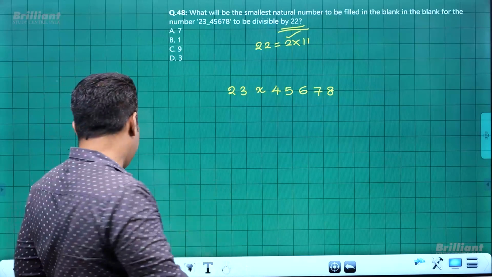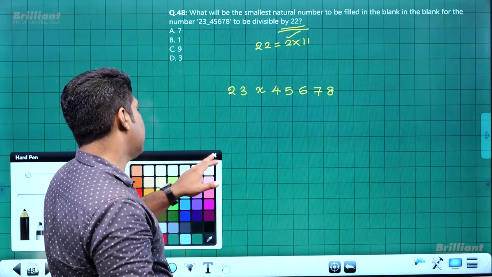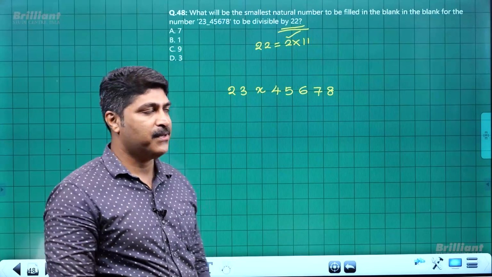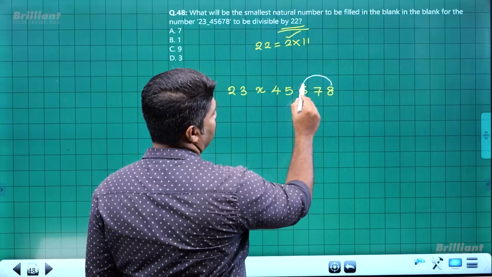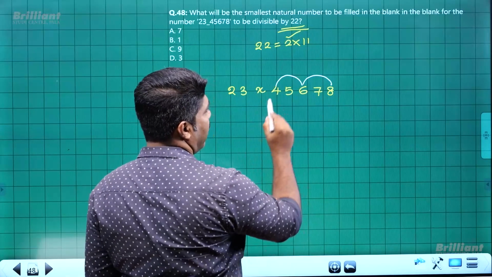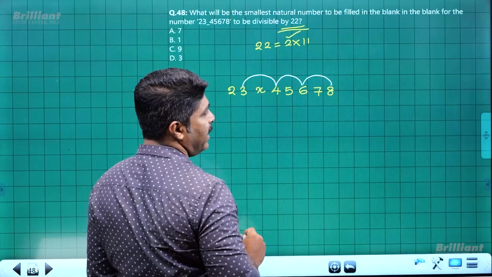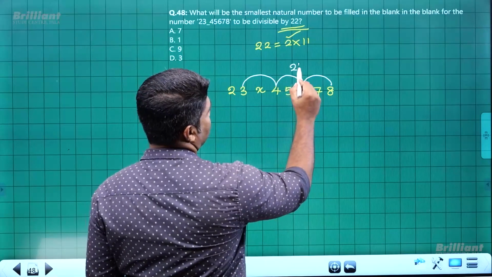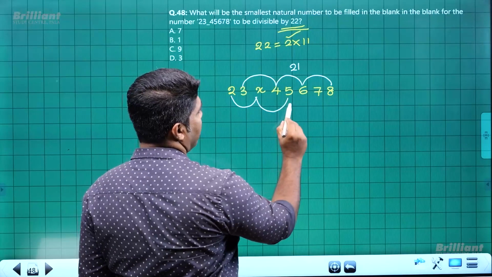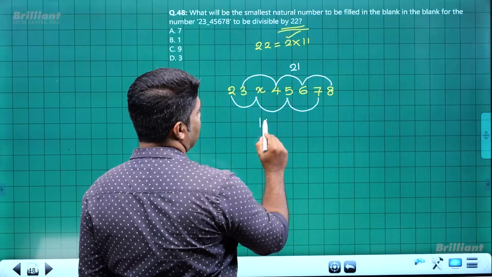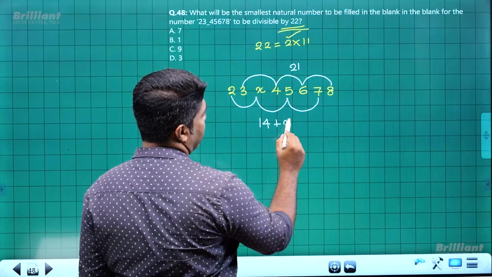How to check the divisibility of 11? Just consider the sum of alternate place digits. The sum of alternate place digits will be like this: 8 plus 6, 14. 14 plus 4, 18. 18 plus 3, 21. So this is 21. And the next group: 2 plus x plus 5, 7 plus x. Hmm, 7 plus 7 is 14. This is 14 plus x.